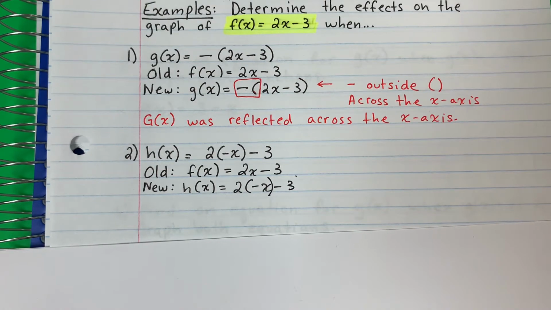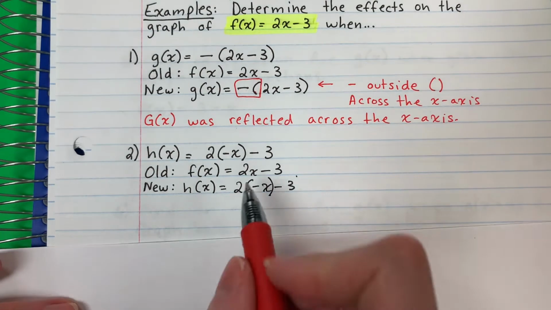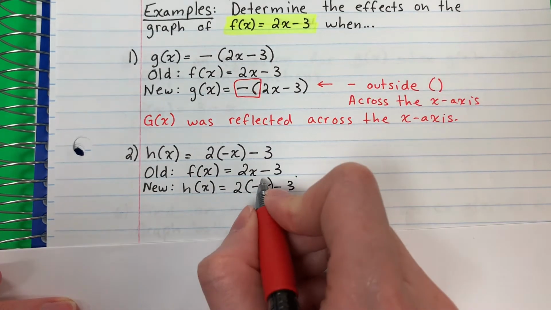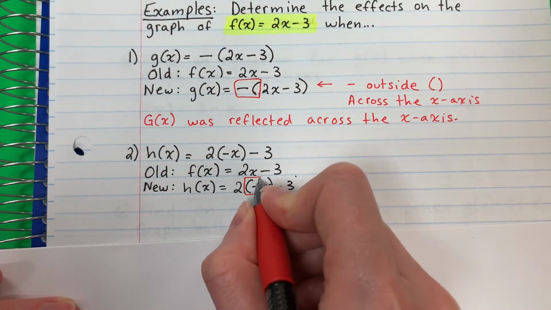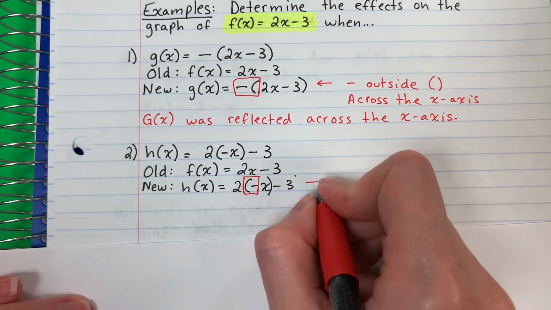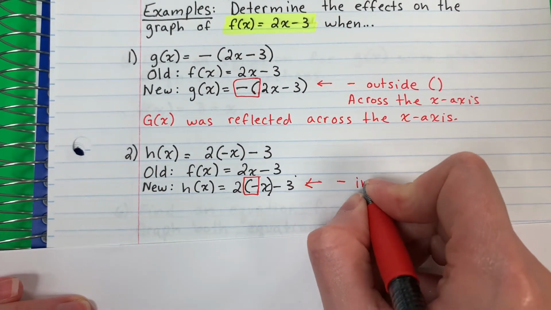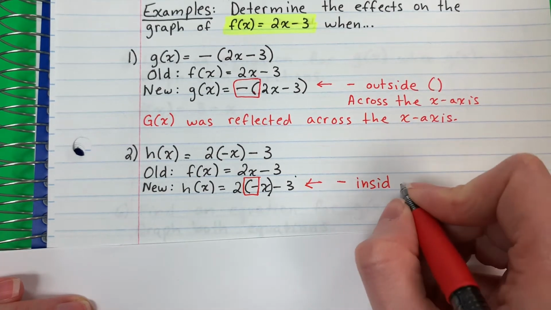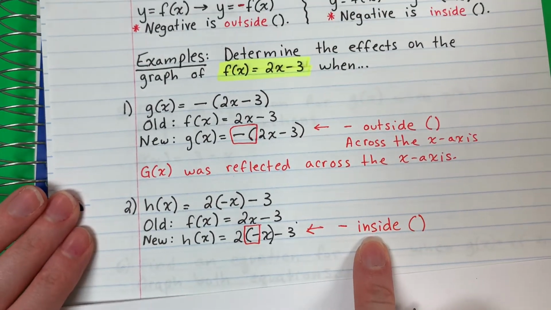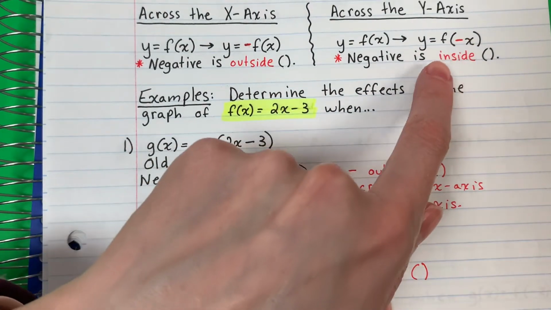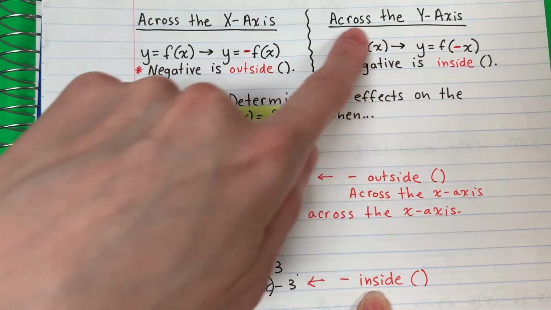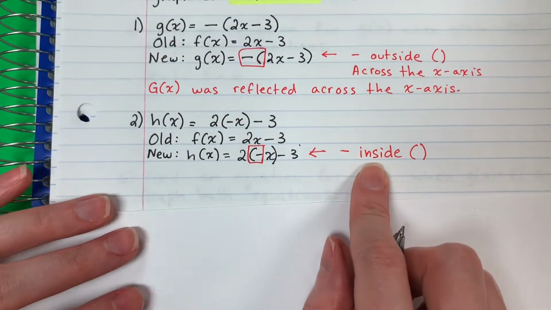Okay. So, let's see what is different. Well, here is different. I have a minus x inside the parenthesis. So minus inside the parenthesis. What is minus inside? Minus inside is across the y-axis.